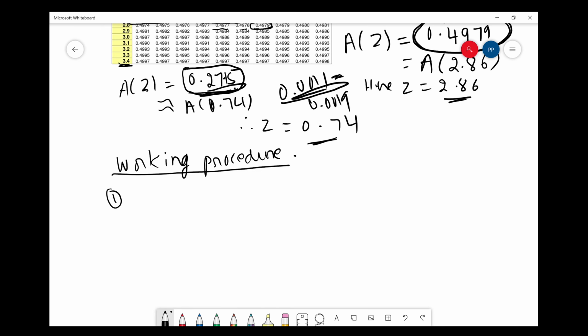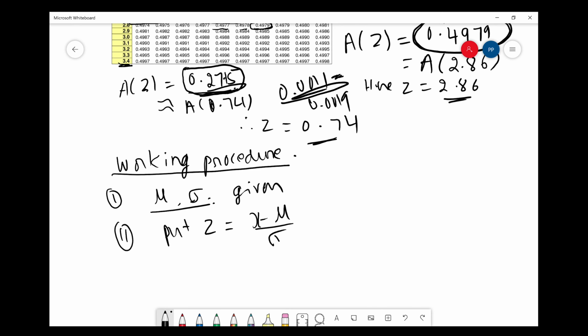In the first step, we have to recognize the mean, which is mu, and the standard deviation, these two given in the problem. Most of the problems give these. We also get one more kind of problem, which I'll explain later. Then we use the substitution: put z equals x minus mu by sigma. This is the substitution which we already used.